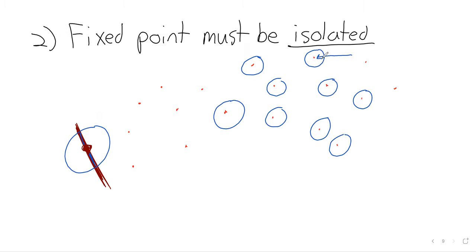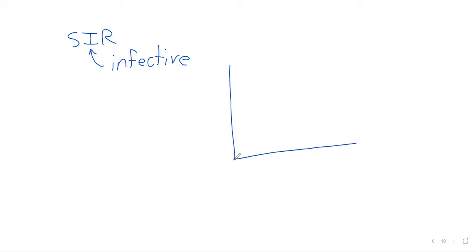An easy real world example where we have non-isolated fixed points is the SIR model. And I won't remind us about this in detail because we're going to study it a little later in the course, next week, week after next, something like that. But let's say we're looking at the number of susceptible people in an epidemic and the number of infective people in an epidemic.